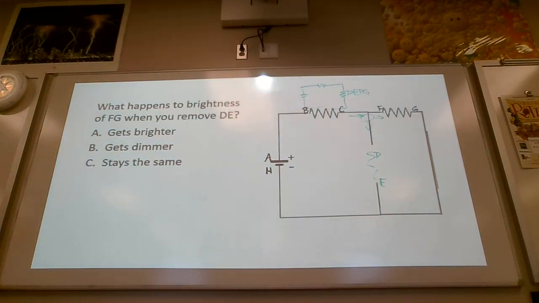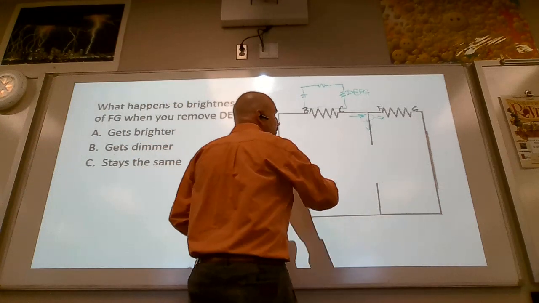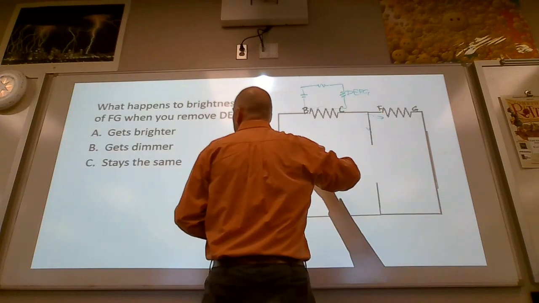Okay? What happens to DE? Last question. When I remove this. Sorry, what happens to FG, the brightness of FG?